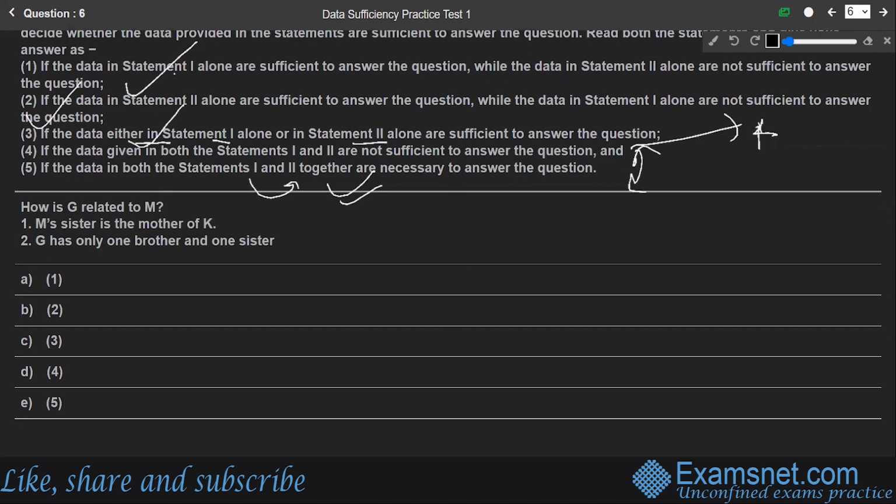What is it saying? How is G related to M? So this is the question. M's sister is the mother of K. Here the gender of M is not clear. So let's say M's sister is the mother of K. So whosoever is M's sister, that is not mentioned, is the mother of K. So she has to be a female and she has to be the mother of K. Now we are supposed to answer how G is related to M. So clearly there is no mention of G in statement number 1. So statement number 1 alone is not sufficient to answer the question.